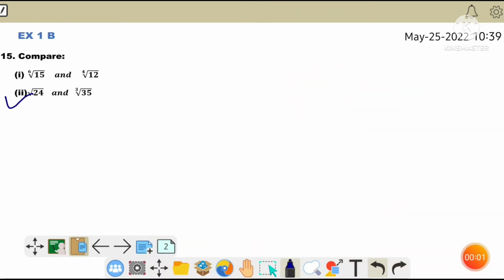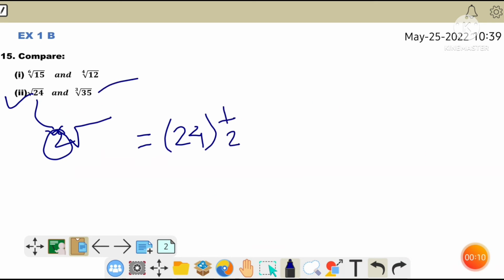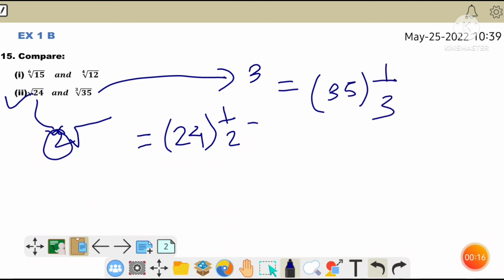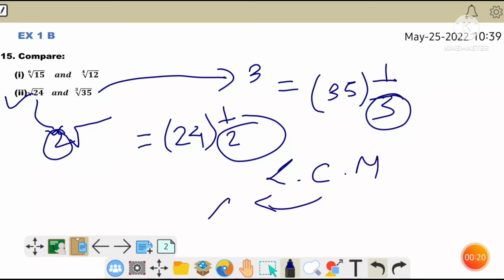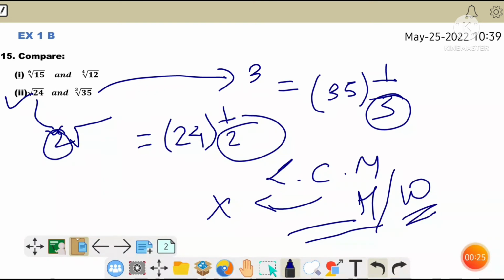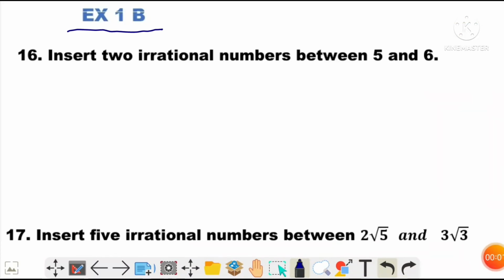Next question we have root 24, that is square root. And for square root, we'll write 24 to the power 1 by 2, and cube root of 35. For cube root, we'll write 35 to the power 1 by 3. So we'll do the LCM of 2 and 3, multiply with the denominators, and we'll find the answer. That's your homework.